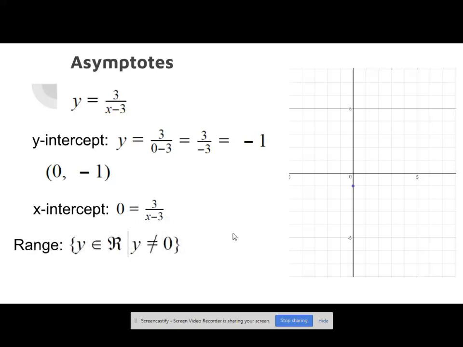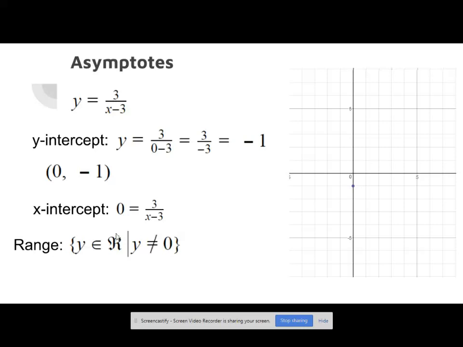And so y cannot be 0, ever. It's just not possible. There is no domain value that will give us a range value of 0. Can't happen. So that's a little bit weird. So we got our y. We tried to find the x-intercept, but we weren't really able to.